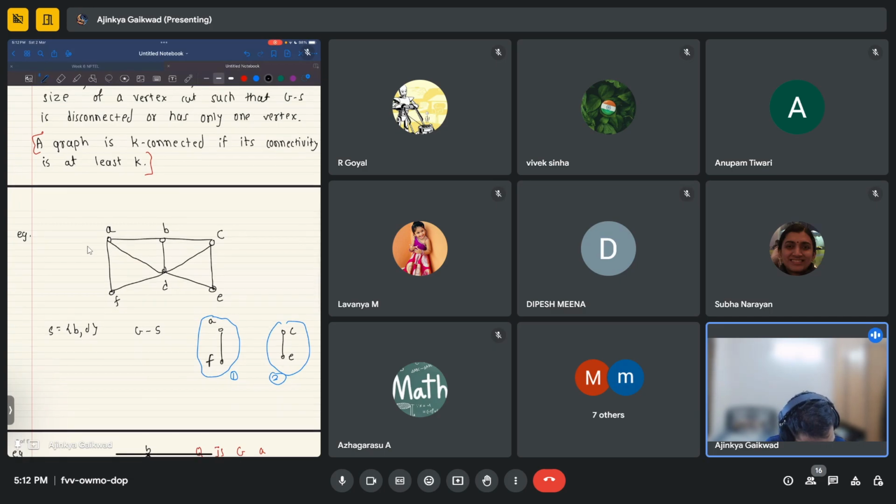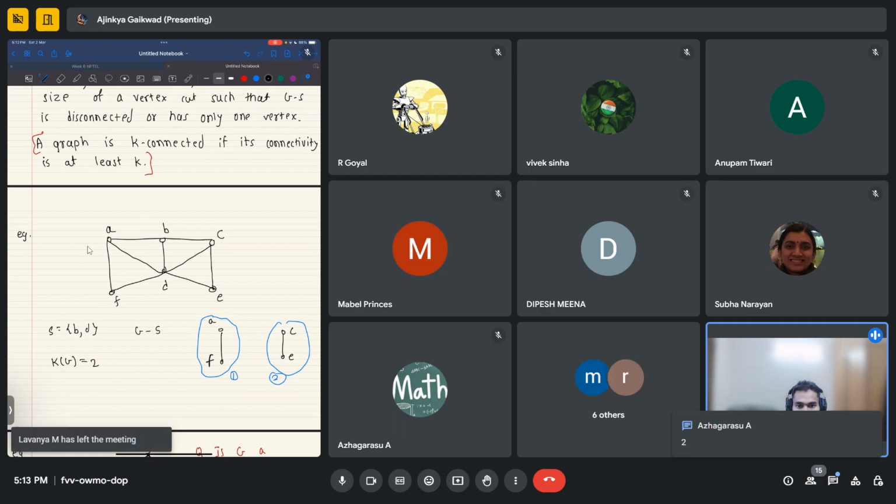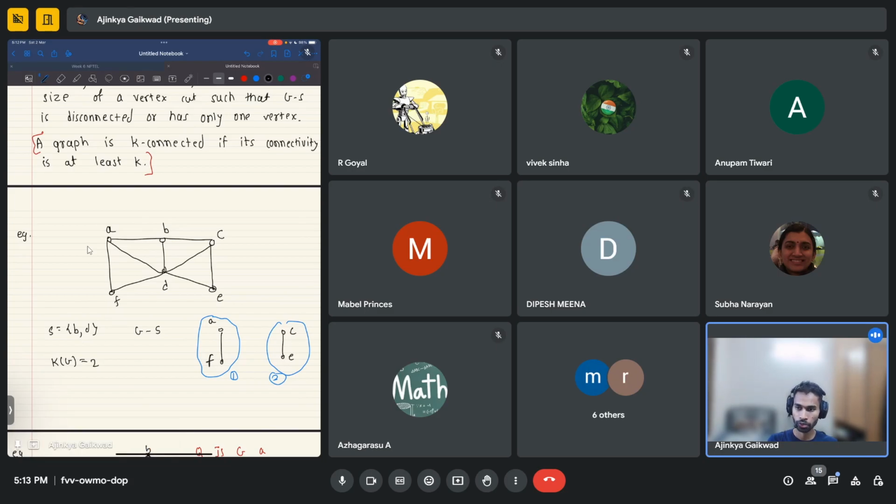So what will be the K of G, the connectivity of this graph? Two, right? Because I cannot remove one vertex and make the graph disconnected. I can find a vertex cut of size 2 and remove it, and I'm left with two connected components. So this is a vertex cut and the connectivity will be 2, right?